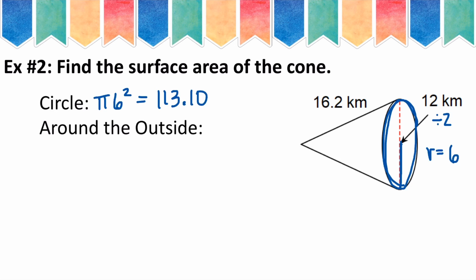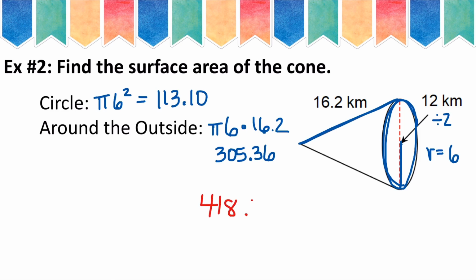Now for the outside part of my cone, I will do pi 6 times my slant height, which is 16.2. So pi 6 times 16.2 gets me 305.36. And now for my total surface area, I will simply add these values together for a total of 418.46 kilometers squared.